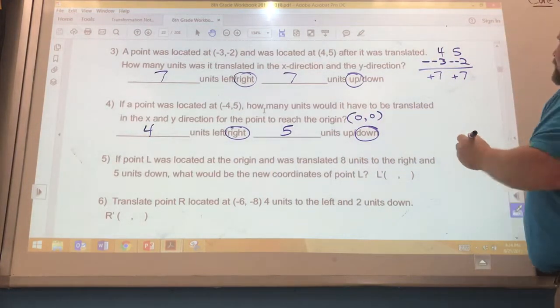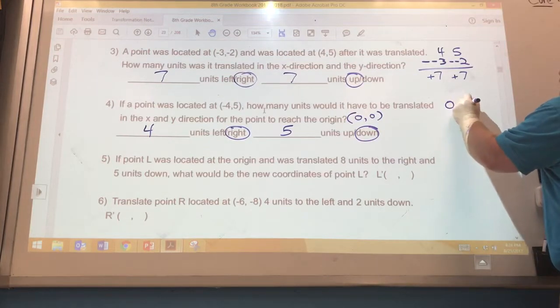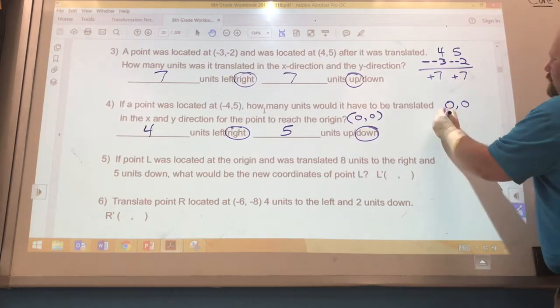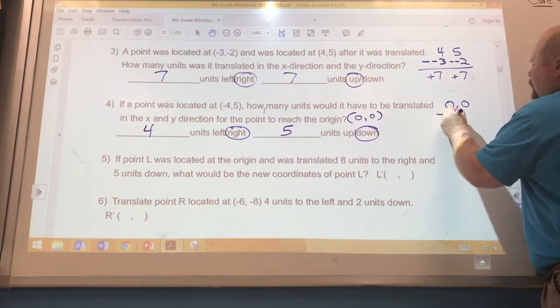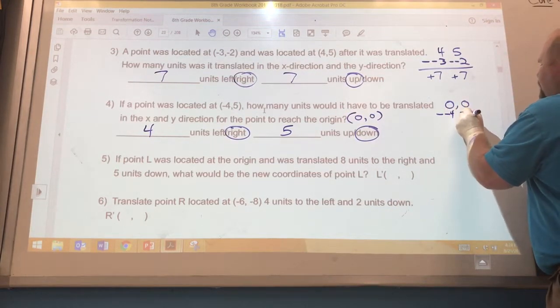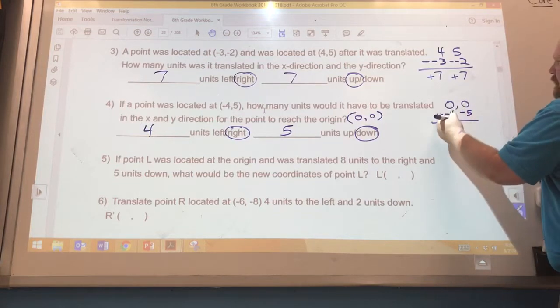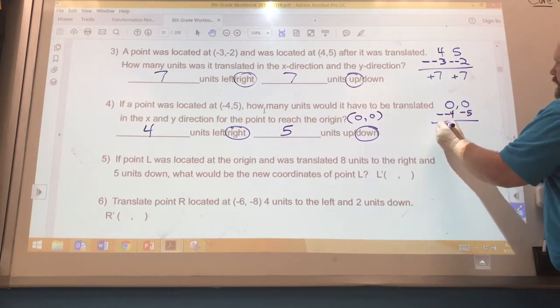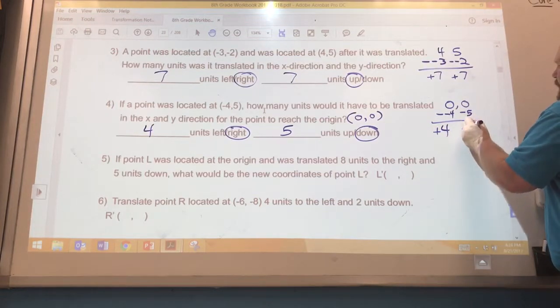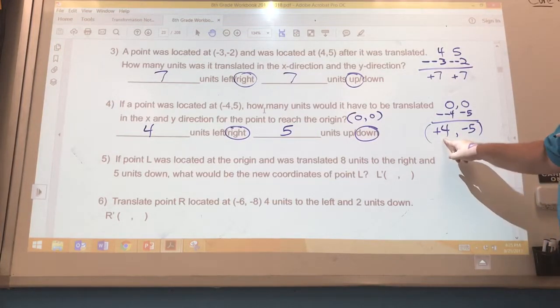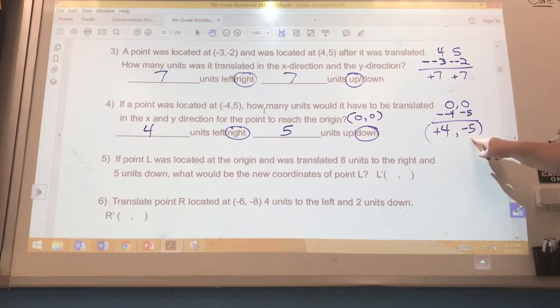If you use this other method, you would take 0, 0, and you would subtract the original pre-image, which is -4, 5. So when I do this, 0 minus a -4 is actually a +4. 0 minus 5 is -5. So this indicates that they went 4 units to the right and down 5 units.